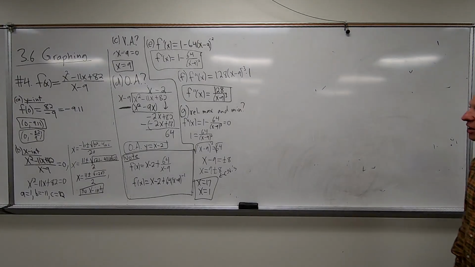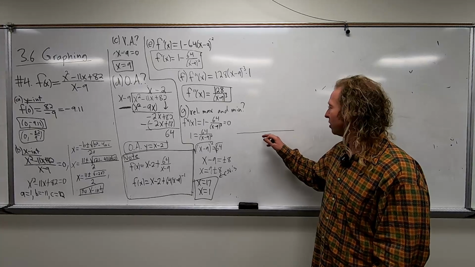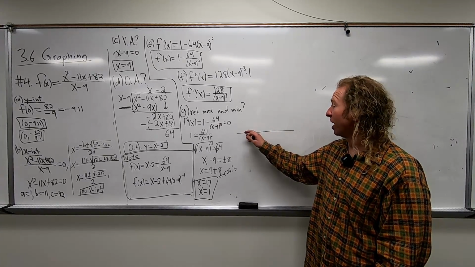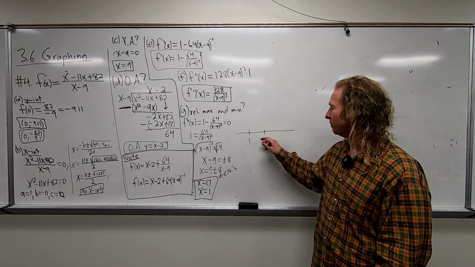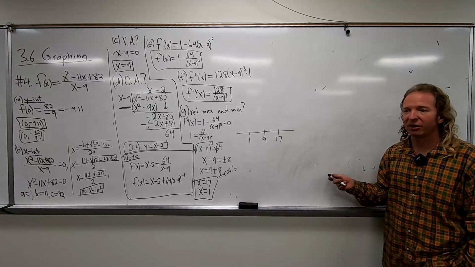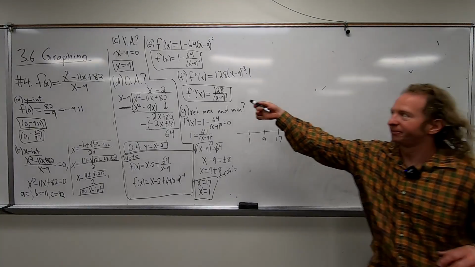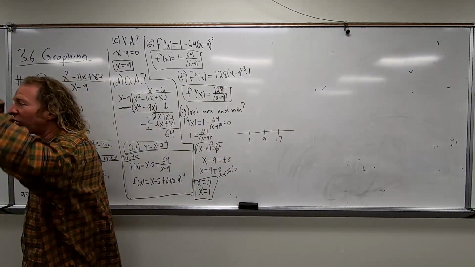All right. So now let's do that sign diagram. We'll draw it like this. We'll also have to plot 9, right? So 1, 9, thank you, 17. Good, I'm glad you mentioned that. You have to plot the vertical asymptote because 9's a VA. And we're going to see where it's increasing, decreasing.